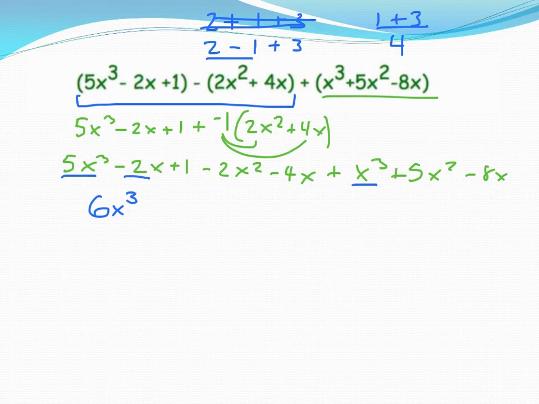Negative 2x. Do I have any other x's? I have negative 4x. Oh, and negative 8x. So what's negative 2 minus 4 minus 8? Okay, negative 2 and negative 4 is negative 6. Subtract 8 from that, you're going to get negative 14x. Okay, let's just continue on.